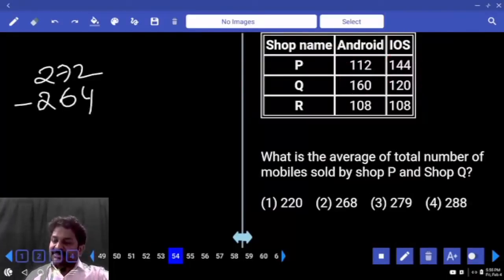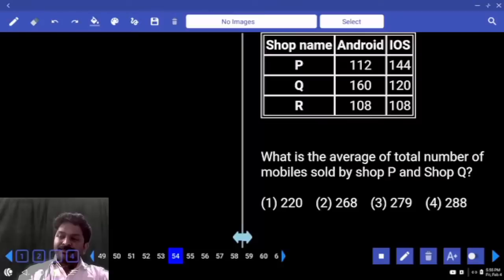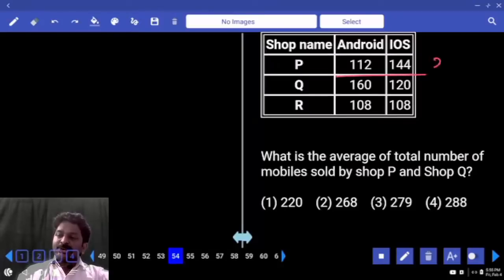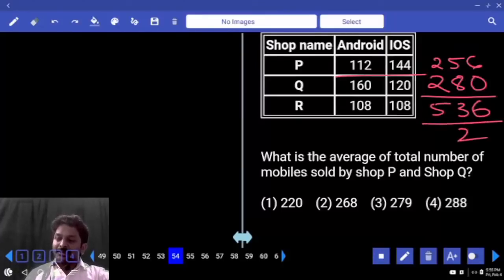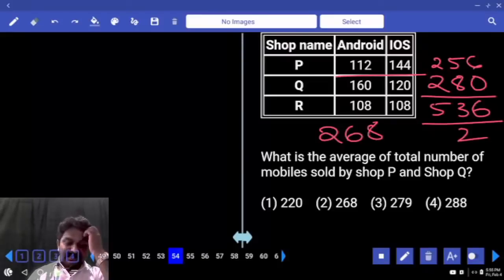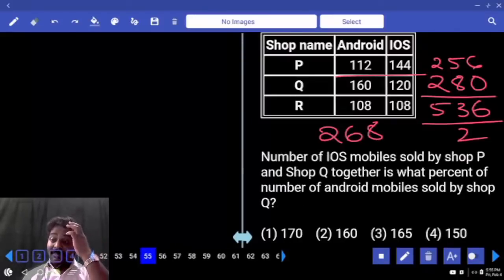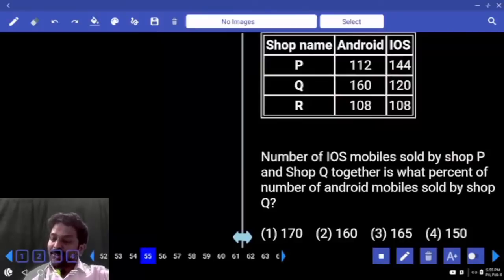What is the average of total number of mobiles sold by shop P and shop Q? Shop P, total it is 256. Q it is 280. Sum is equal to 536. We were asked to calculate average, that is by 2. 268. Second option.